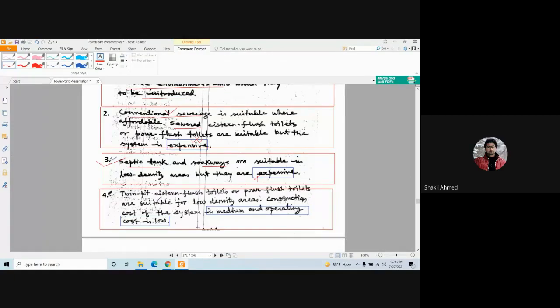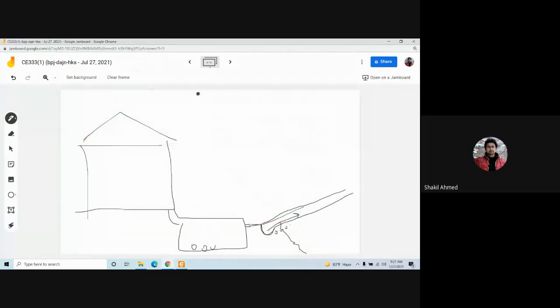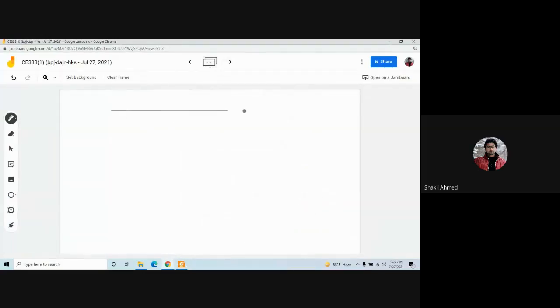Now let's talk about a system which has medium and low operating cost. What's that? Twin pit cistern flush toilet. What's that? Twin pit. Pit means hole, twin means two. Let's say it's a community, guys. You have one house here, another house here, another one here, another one here. They are located at a far distance from each other, right?